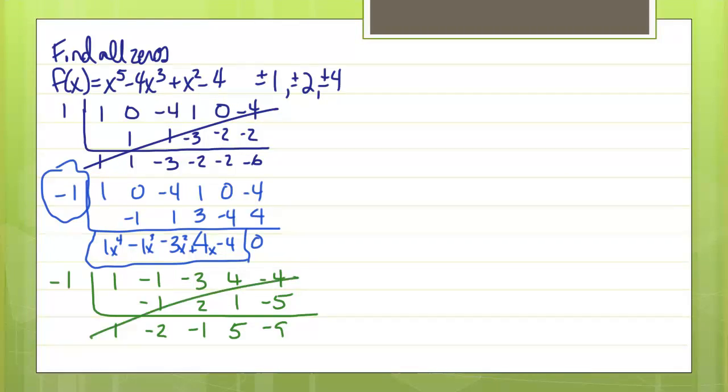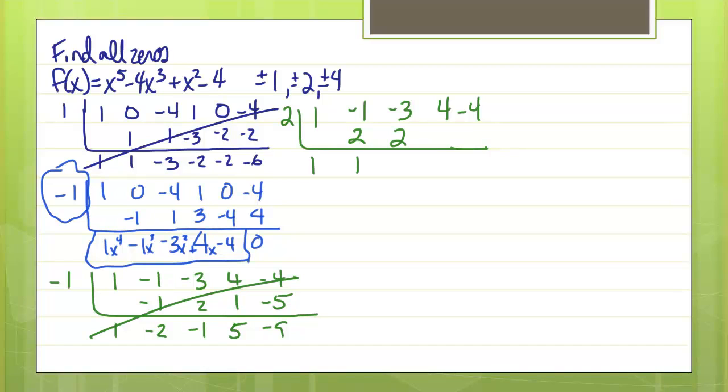Nope. So I'm going to move on to 2. There's another one. So there's our second 0. So far our zeros that we have: -1, we have 2, we need 3 more.